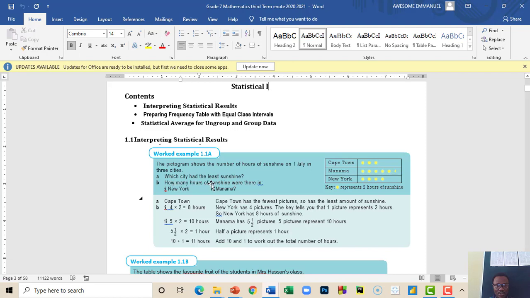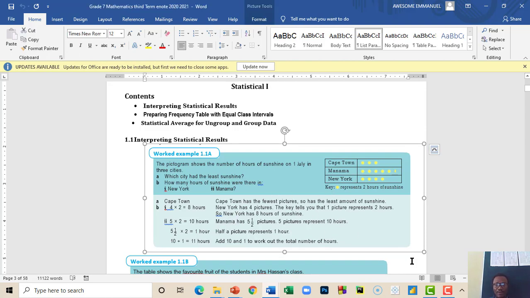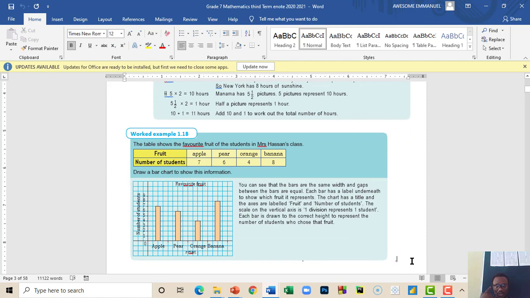How many hours of sunshine were there in New York? In New York, we have 4 yellow balls, and each represents 2 hours. So the 4 of them will represent 8 hours. We have 8 hours of sunshine. Now for Manama we have 5.5, so 5.5 times 2 will give us 11. We have 11. So take note of questions that deal with just intellectual reasoning and all that.